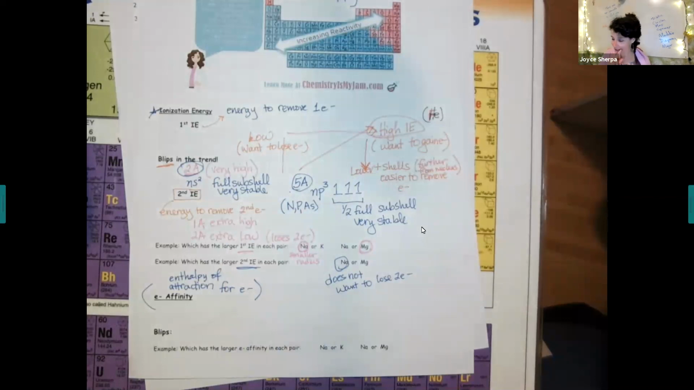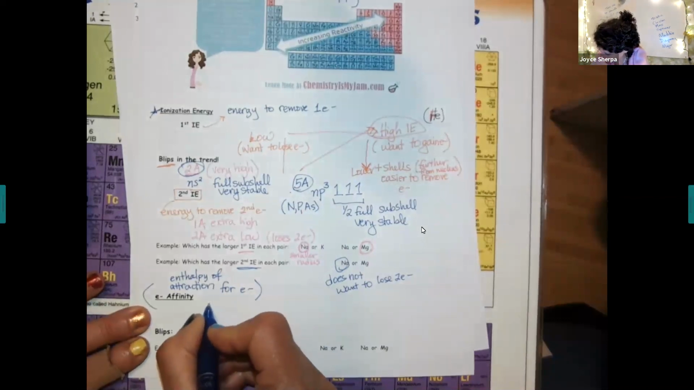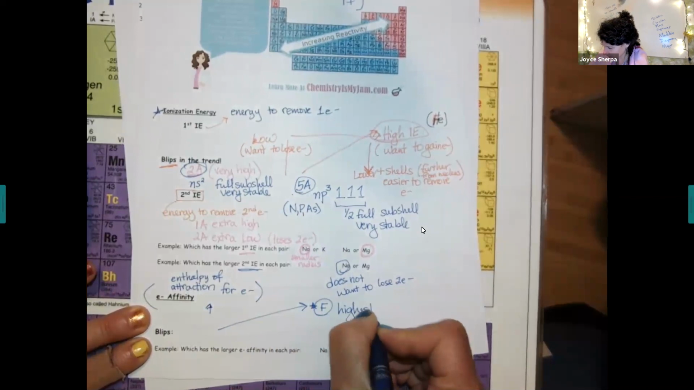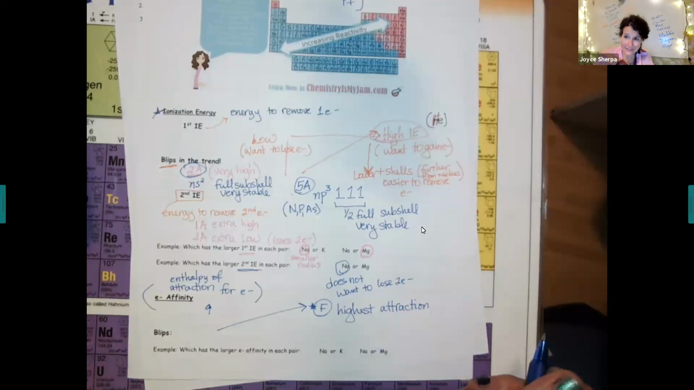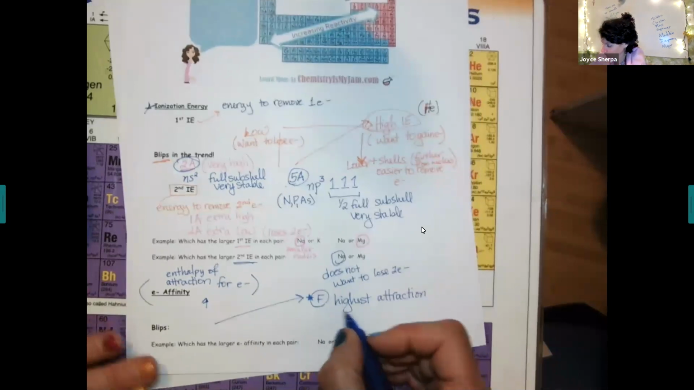So the trend is similar, that the ones that are going to have the highest attraction are going to be over here. Fluorine is going to have the highest attraction. Now, this is worded different in different places that you look. It is technically a negative attraction. And so it's who has the most negative attraction would be the highest. So it's the most negative enthalpy change.